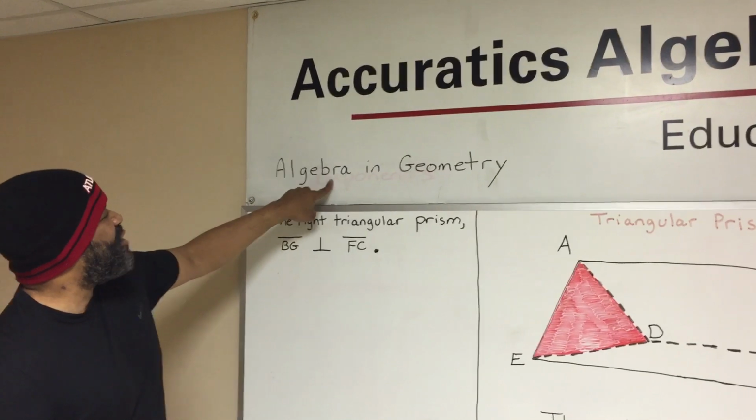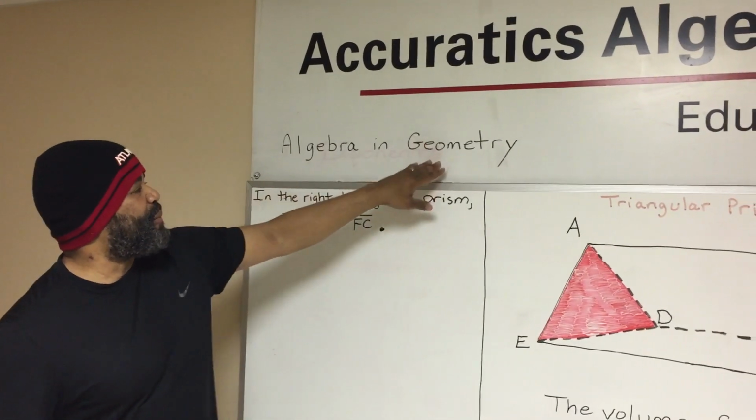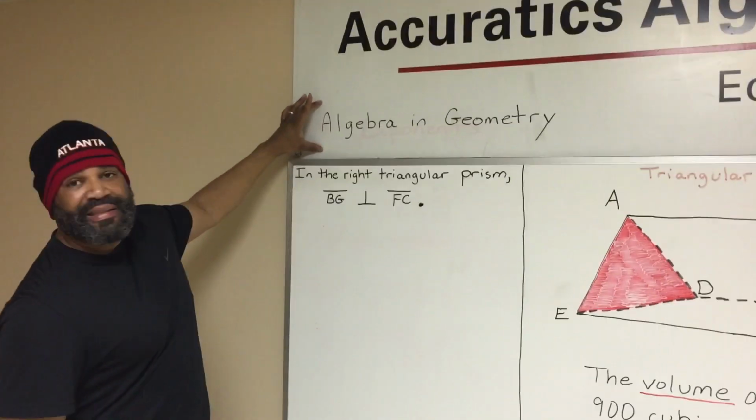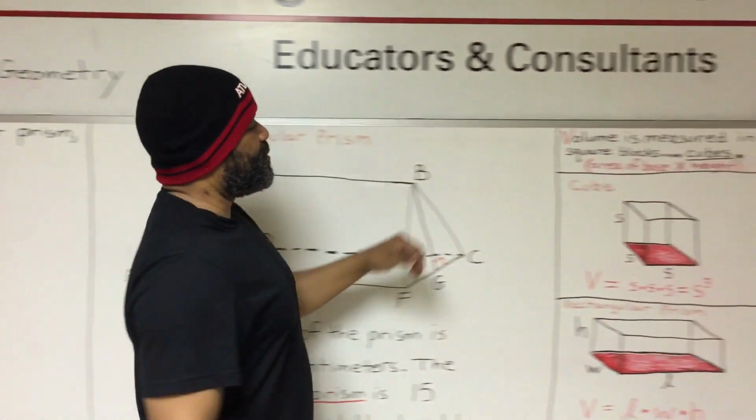Today we're talking about algebra in geometry. Algebra in geometry means we're going to take our algebra concepts and use them to solve a geometry problem. Let's go over here and look at some notes.